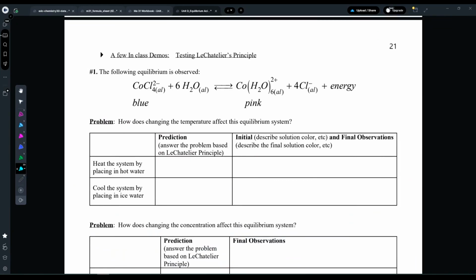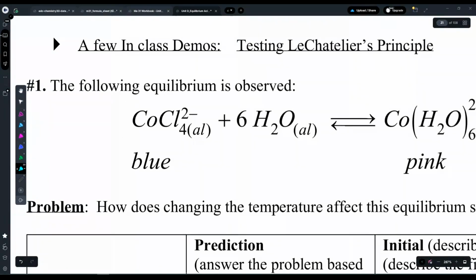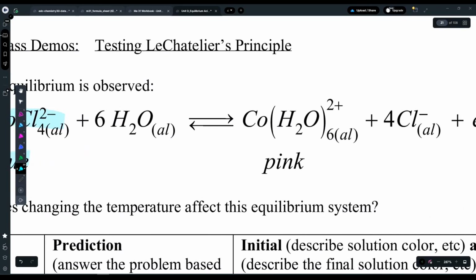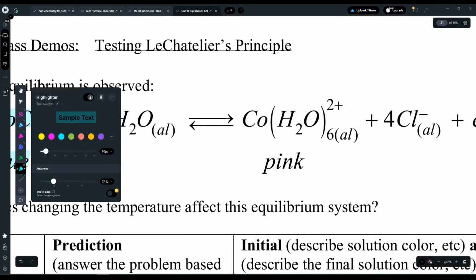Okay, so we have a couple of equilibriums where I'm going to be showing some videos of them. So the first one is cobalt-2 chloride in equilibrium with cobalt hexahydrate. So the cobalt-2 chloride is a substance that is blue, whereas the cobalt hexahydrate is pink.